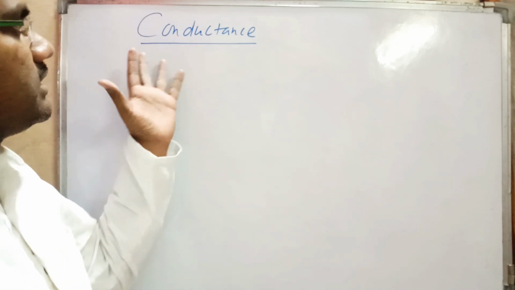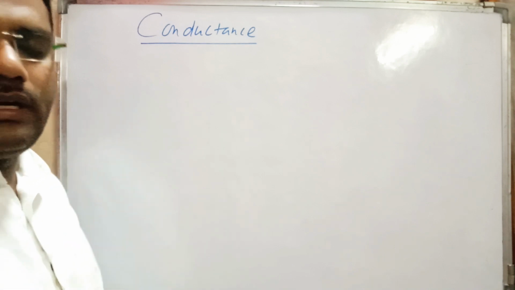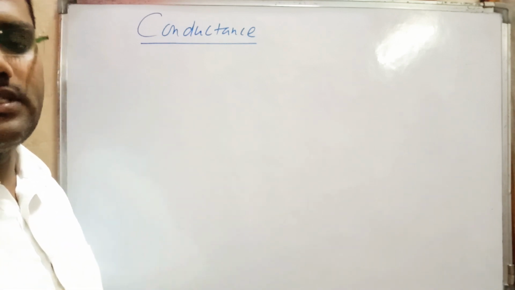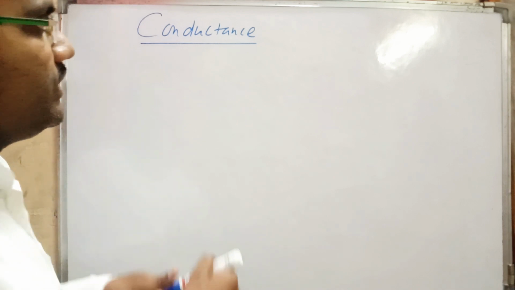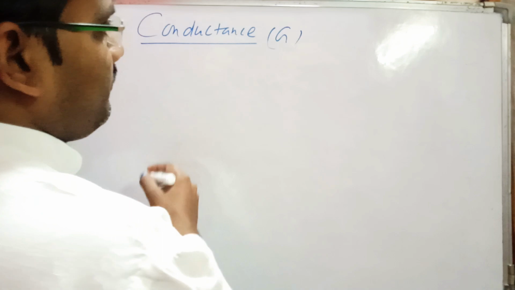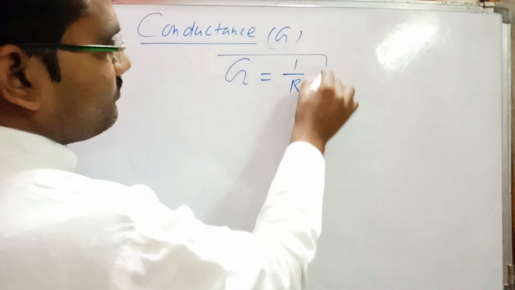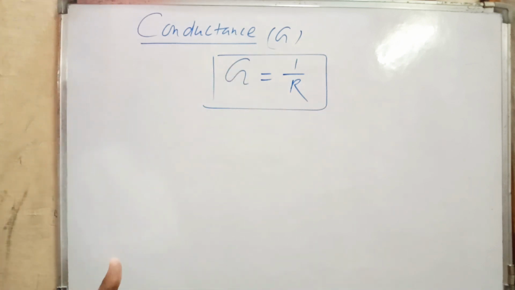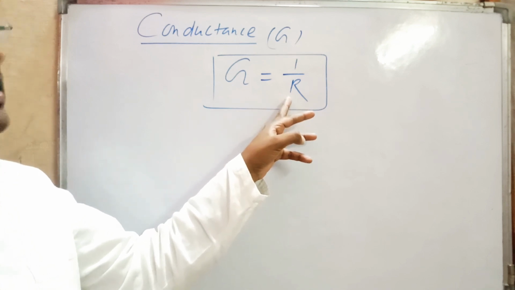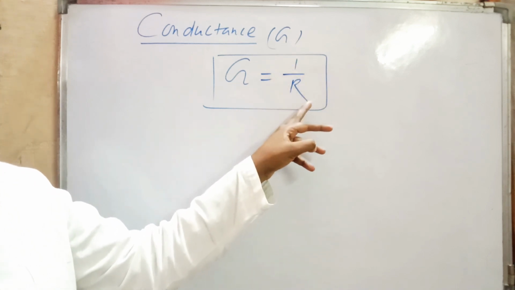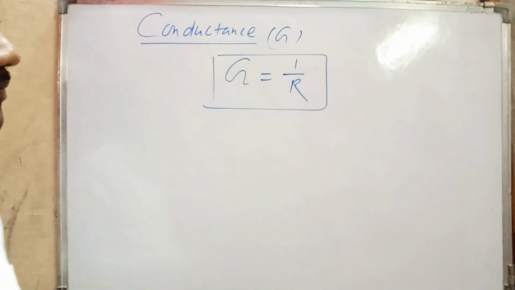Today here we discuss the first topic, conductance. Conductance of a conductor is defined as the reciprocal of resistance. It is denoted by capital G. That means capital G is equal to 1 by R. Conductance is equal to the reciprocal of the resistance of the conductor. If there is a higher resistance of the conductor, then there is a lower conductance of the conductor.